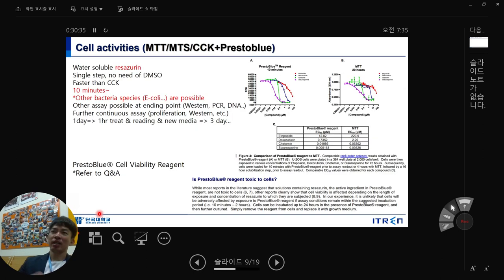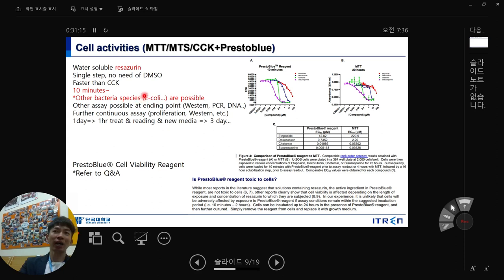And then, I'm going to tell you about Presto Blue, the fourth generation. Until now, we have been talking about the formazan-derived molecule. But this one is resazurin. The dye can be converted to water-soluble resorufin. Single step, no need for DMSO, faster than CCK. That is why I call it fourth generation. It develops even in 10 minutes. And bacteria can also convert it.